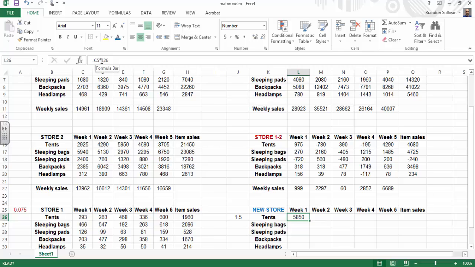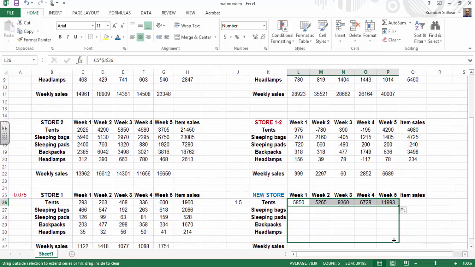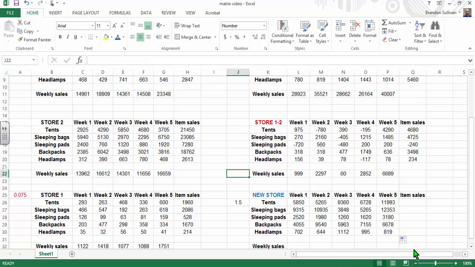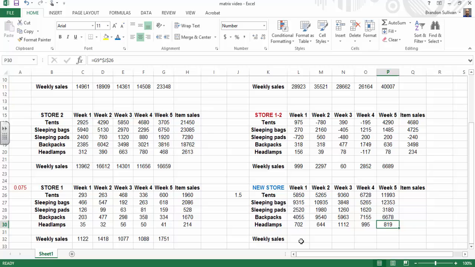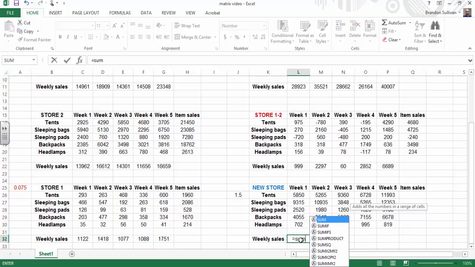Just as we did with sales tax, I'm going to put a dollar symbol in front of the J and the 26 to freeze it to that cell. And now when I drag across, J26 is maintained. And so to complete this lesson, we'll sum these values up as well.